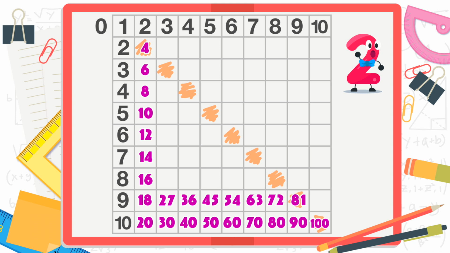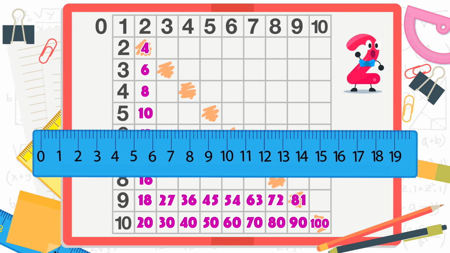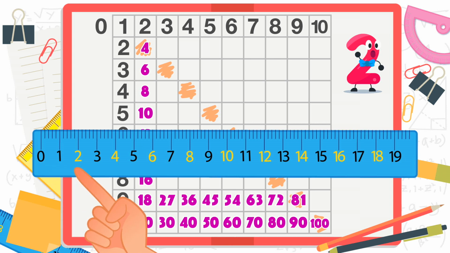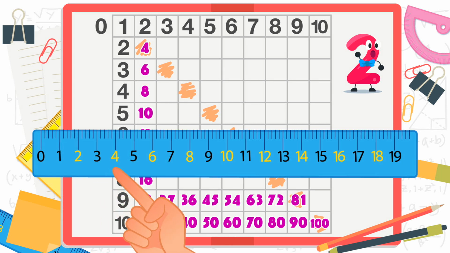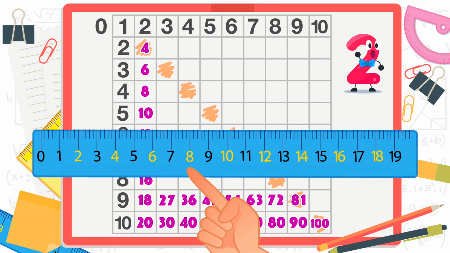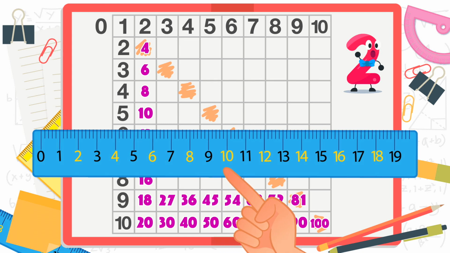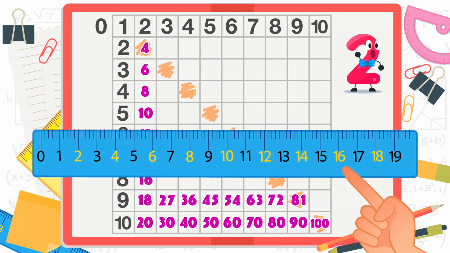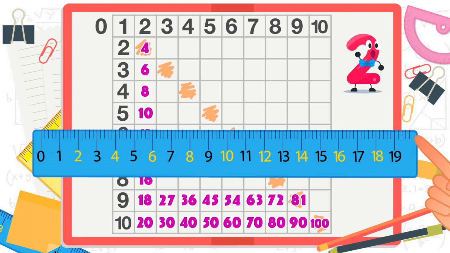If you have a basic ruler, then look, multiplying by 2. We are just jumping over a number. This is 2 times 1, 2. 2 times 2, 4. 2 times 3, 6. 2 times 4, 8. 2 times 5, 10, 12, 14, 16, 18, 20. Here they are. We just need to take a ruler and jump. But if you practice, you will learn all those numbers real soon.